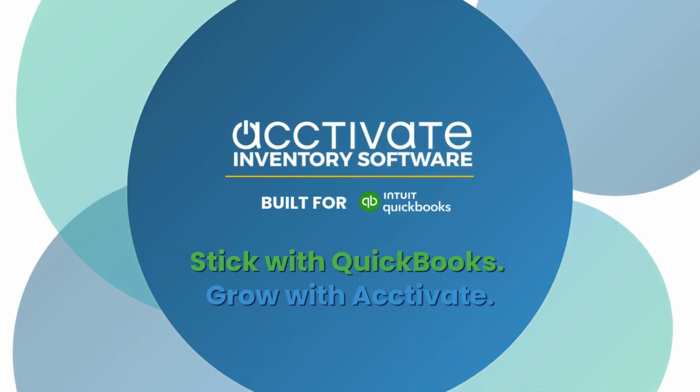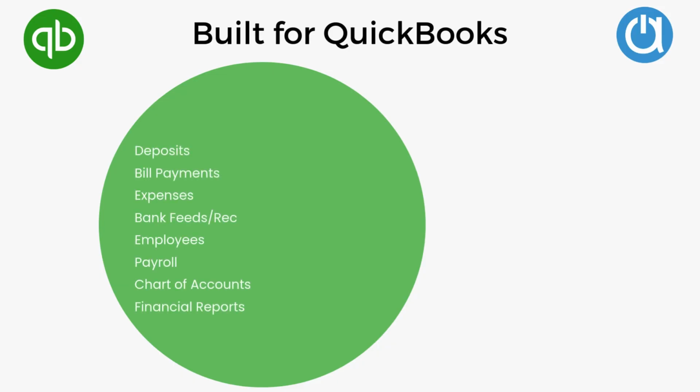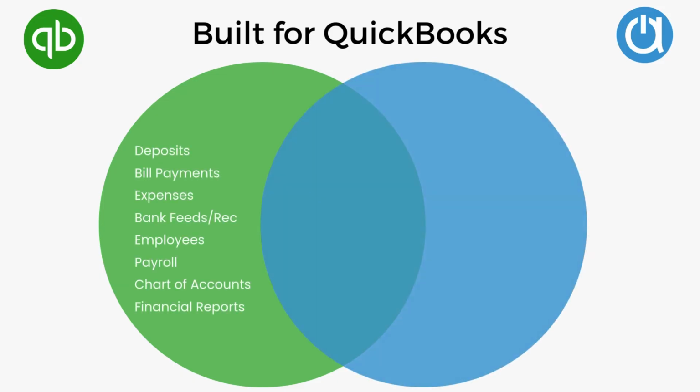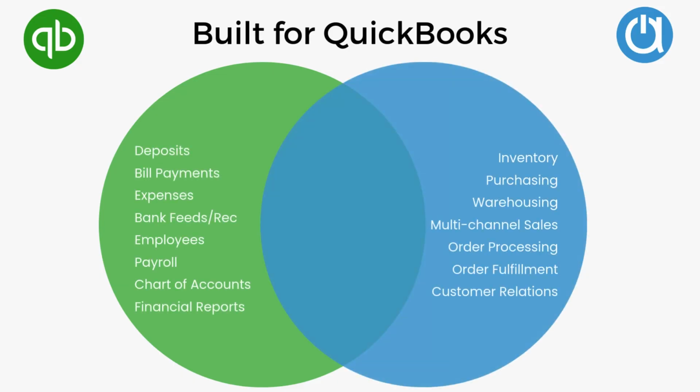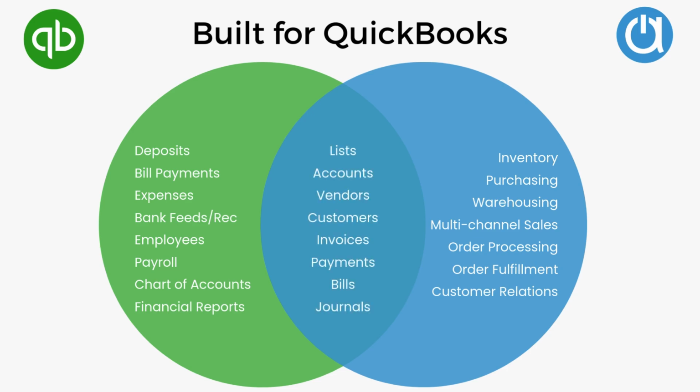Acctivate is inventory management software for QuickBooks designed to make your operations more efficient. While QuickBooks maintains its role in managing your core accounting and financial needs, Acctivate takes charge of your inventory, purchasing, warehouse operations, multi-channel sales, order processing, fulfillment, and customer relations. And the best part is, once integrated, Acctivate's bi-directional sync keeps both systems up to date.